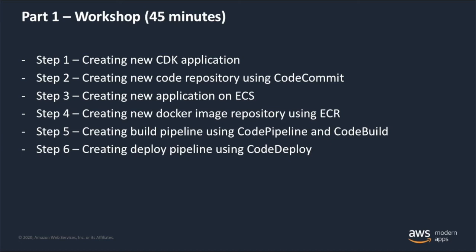The fifth step is creating a build pipeline using CodePipeline and CodeBuild. In this stage, you will build a new Docker image and then push it to Amazon ECR. And in the last step, the sixth step, you will create a new deploy stage in the pipeline to deploy the newly built container image to the Amazon ECS cluster. I will give you around 45 to 50 minutes to run through the steps, and after that please wait until we do the last part of this workshop.